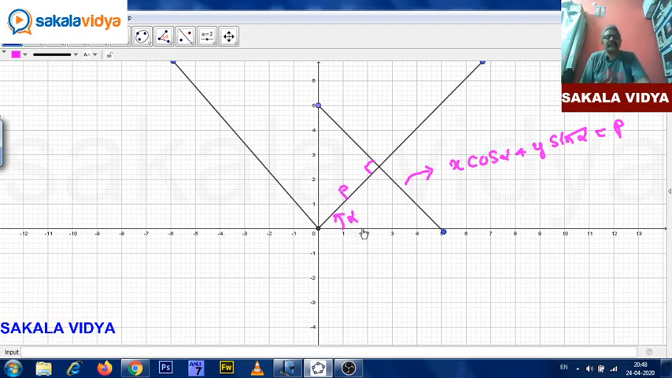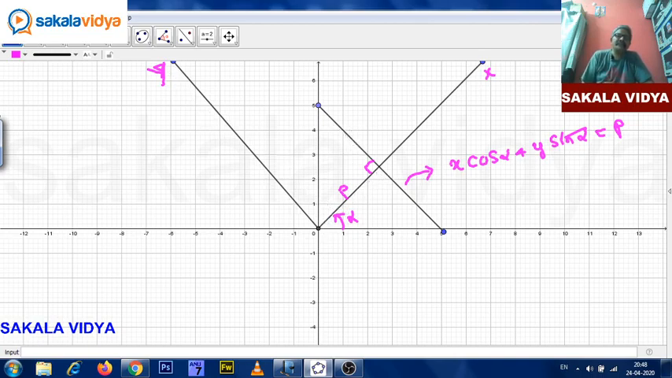Now the axes are rotated by angle alpha. This is a new axis. This is capital X, this is capital Y. You see now this is the required equation. The required equation is parallel to the new y axis and at a distance of p.